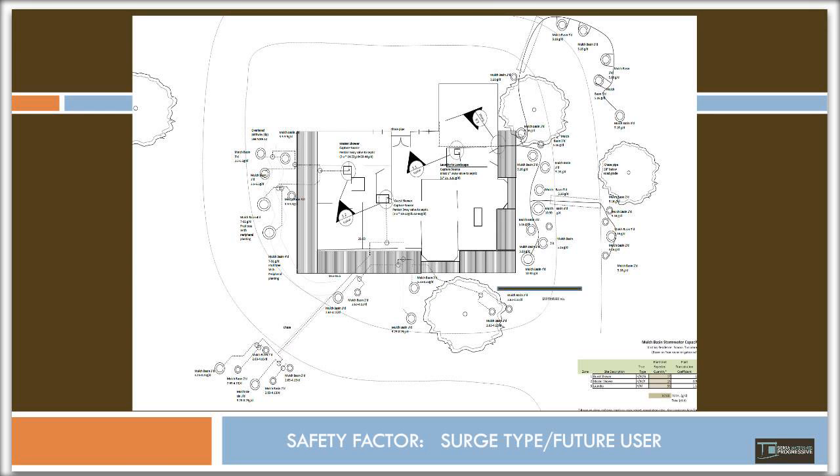Once they move out of the house, those plants will be established and a little bit more drought tolerant, and the same thing for the laundry to landscape. And so again, just thinking about what is the future user and what is that surge pattern.